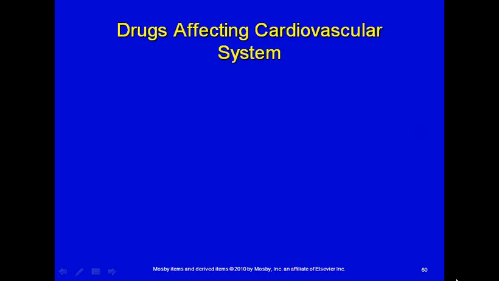Alright, well, after a short break, we're back to part 2 of Chapter 12, and we left off with drugs affecting the cardiovascular system, so that's where we'll pick up.